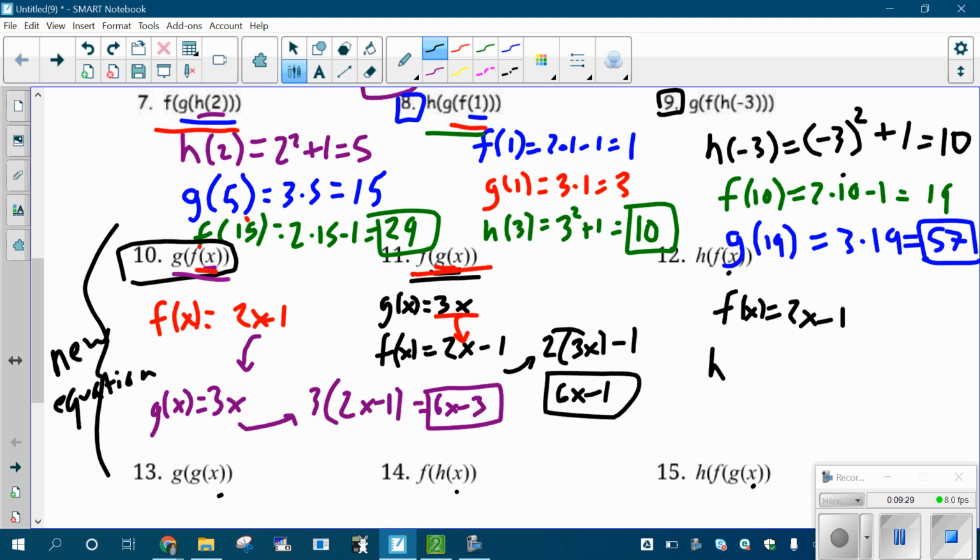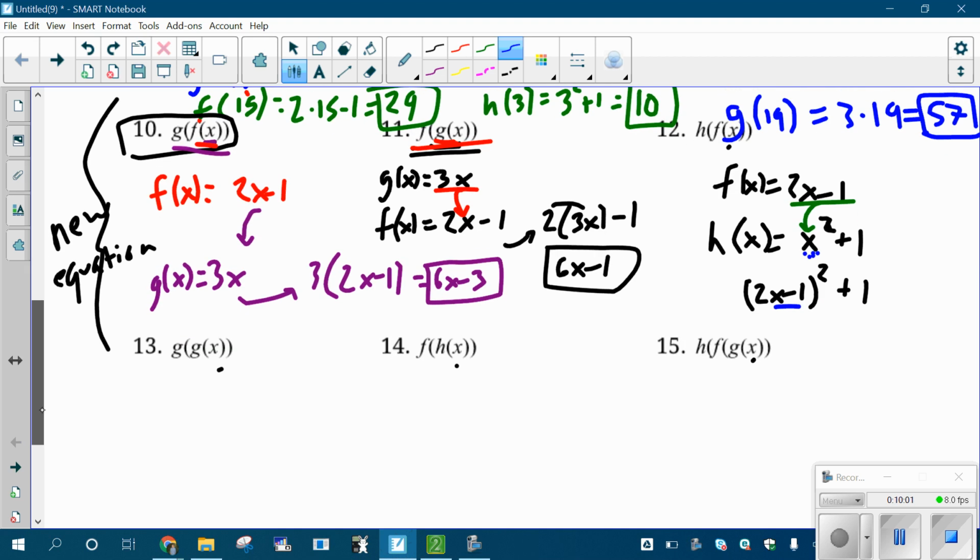What's h? X squared plus 1. Now I'm going to take f and stick it in the place of x into h. So my new equation is not going to be x squared plus 1. It's going to be 2x minus 1 squared plus 1. Look at this. The f is inside the place of x. The x is in the place of x in the h equation.